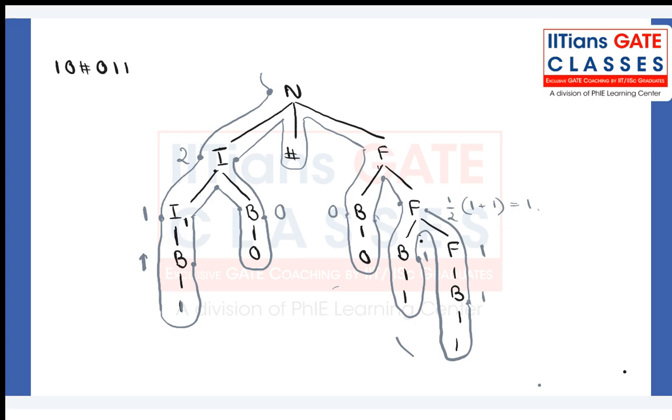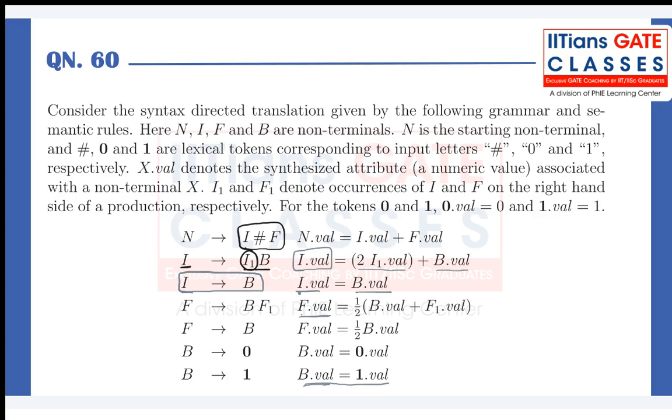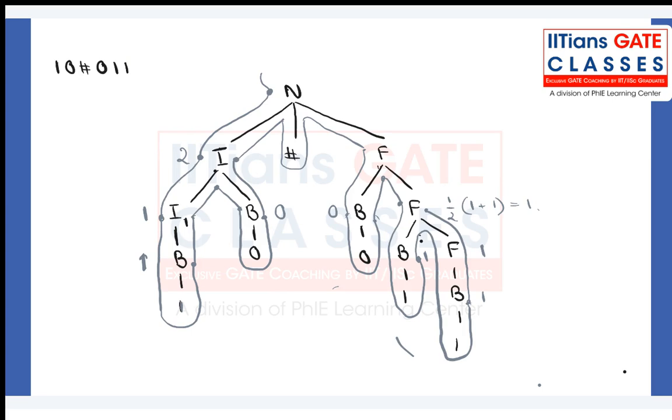Wait a second. I think I made a small mistake. F to B, if I go, F dot val is half of B dot val. That is a mistake I made. This is 1 by 2 actually. And so this is 1 plus 1 by 2, which is 3 by 4. Then you go here. Again, it's the same thing. So half of B, which here is 0, by 4, which is by 8. And then finally you go up.